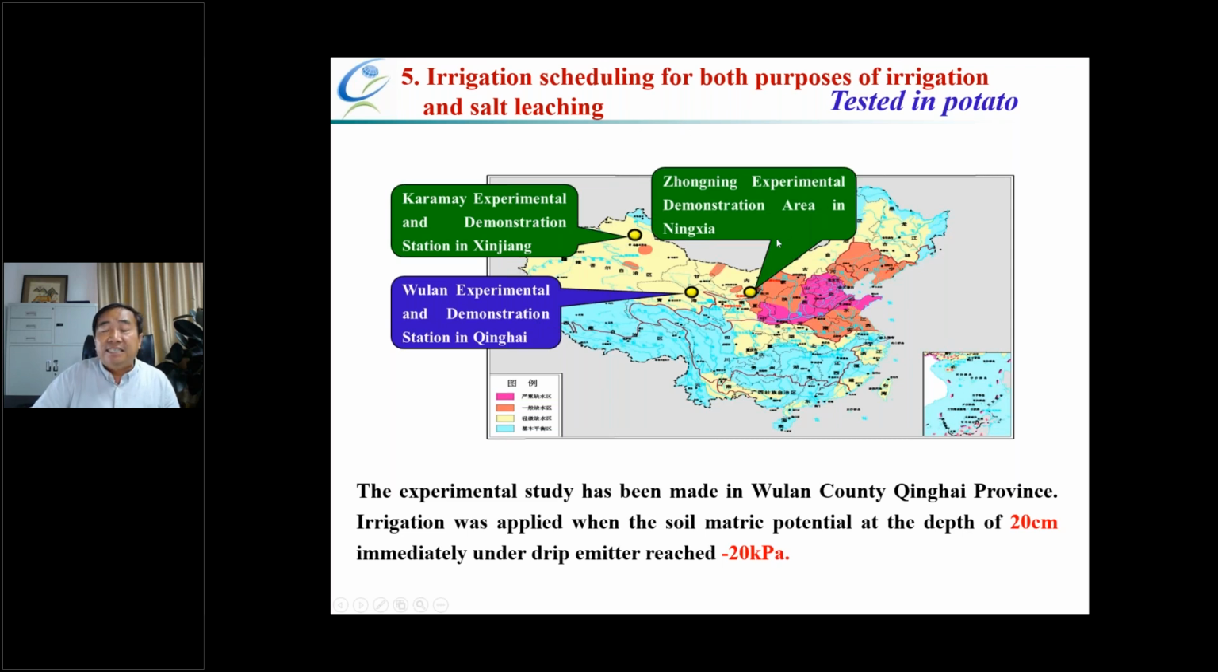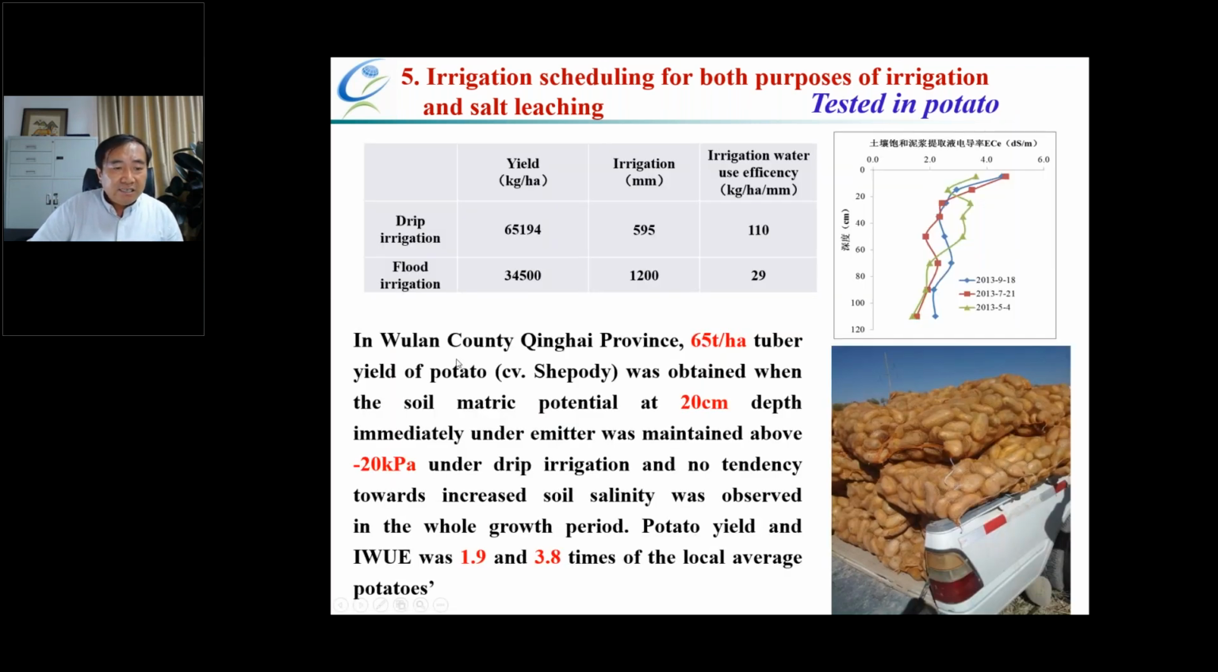The 3 stations in our experiment are located in arid areas of China. So we found in Wulan County, Qinghai Province, 65 tons per hectare tuber yield of potato was obtained when the soil matric potential at 20 centimeter depth immediately under the drip emitter was maintained above minus 20 kPa with drip irrigation, and no tendency towards increased soil salinity was observed in the whole growth period. Potato yield and irrigation water use efficiency were 4 times the local average.